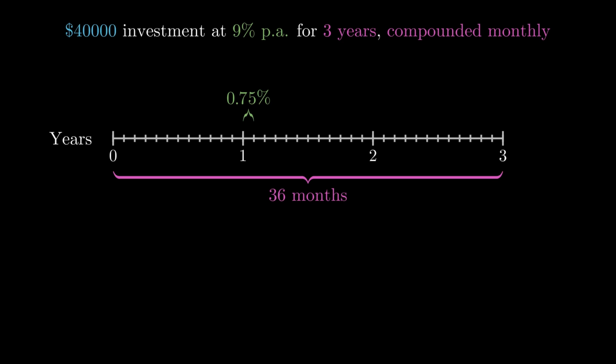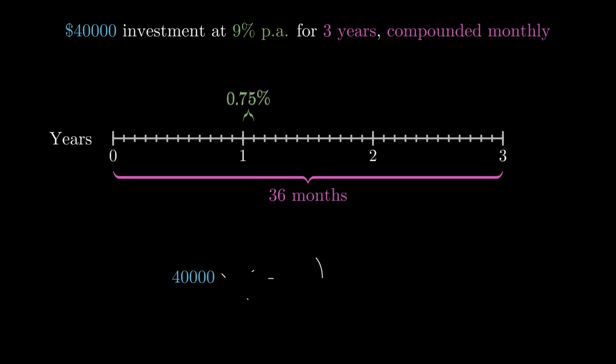Now, this gives us both of the crucial pieces of information we need to think about when doing compound interest, right? How many times the money gets to grow, which in our case is 36, and what percent the money grows by each time, which for us is 0.75%. So how much money will we have in the end? Well, it'll be the $40,000 we started with.